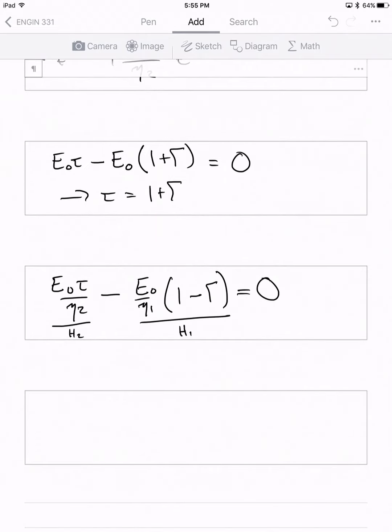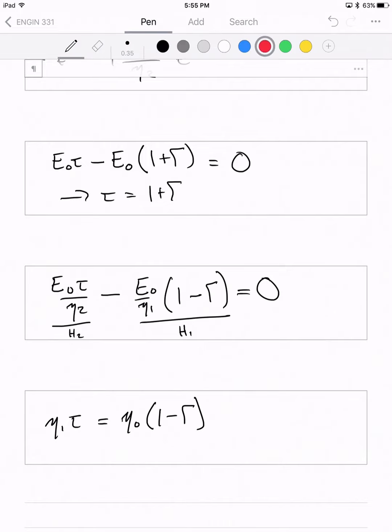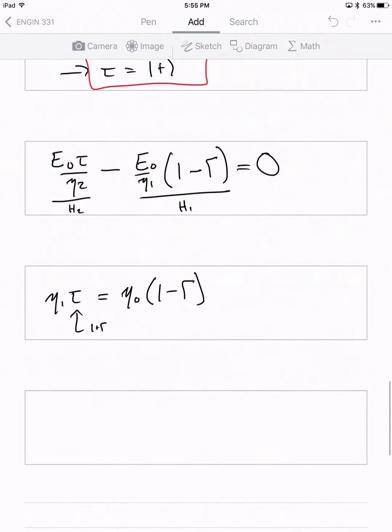Now I need to manipulate that second equation a little bit, so I can divide through by E naught and cancel that out, and then I'm going to multiply through by eta 2 times eta 1 in order to give myself eta 1 tau is equal to eta 2 times 1 minus gamma. Then I'm going to substitute in my value for tau that I got up here from the electric field boundary condition, so that tau is equal to 1 plus gamma. And then if I put that in and multiply through by the etas, then I have eta 1 plus eta 1 gamma equals eta 2 times 1, eta 2 minus eta 2 gamma.